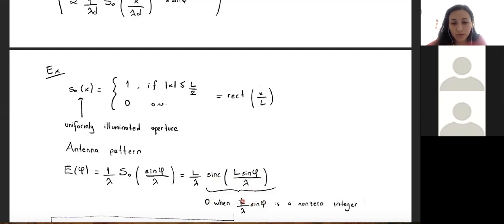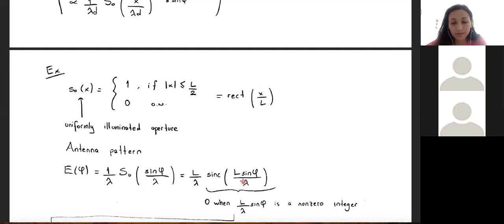So for any non-zero integer, if L over lambda sine phi is equal to k, with k being an integer, then we're going to get zero value here, which means the antenna pattern will take value zero at certain angles. Let's find those angles. For example, let's first think about, will there always be an angle that makes the antenna pattern zero?